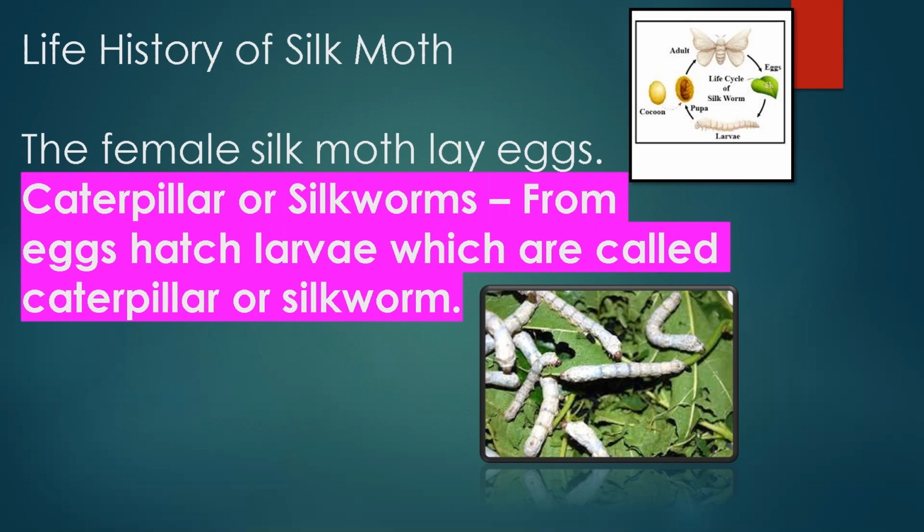But before we discuss the process of obtaining silk, it is necessary to know the interesting life history of the silk moth, that is, how we get silk. So we collect it from the silkworms. First, the female silk moth lays eggs. Caterpillar and silkworm are the same thing, and from these eggs hatch larvae which are called caterpillars or silkworms. You can find it in this figure. We will discuss it in detail.